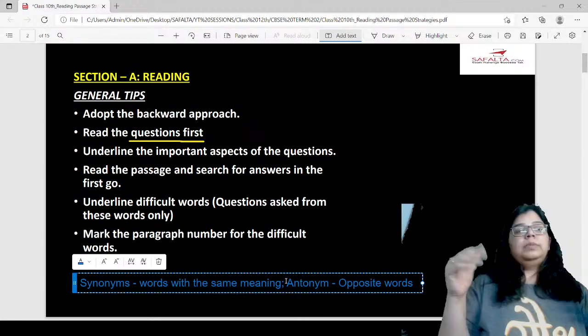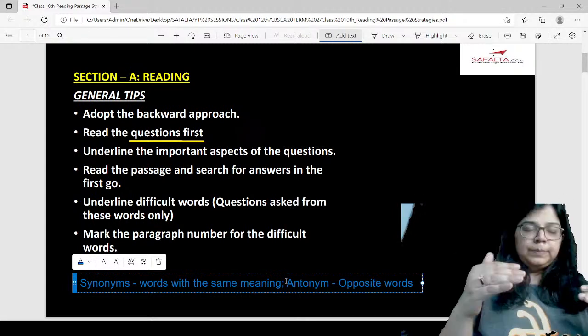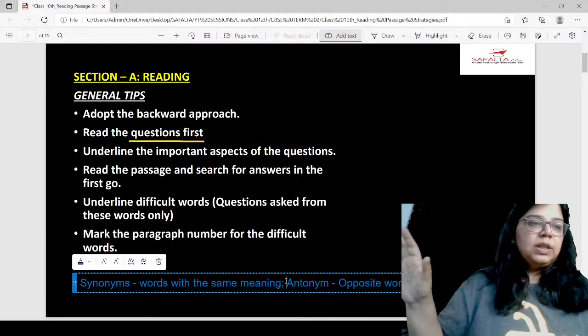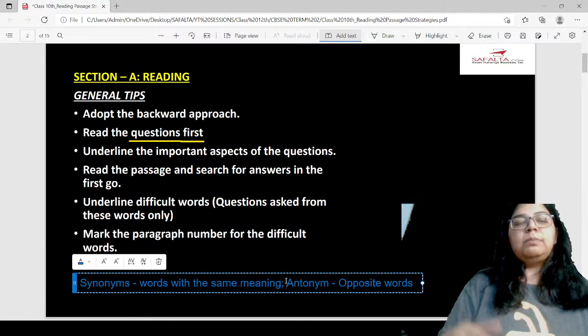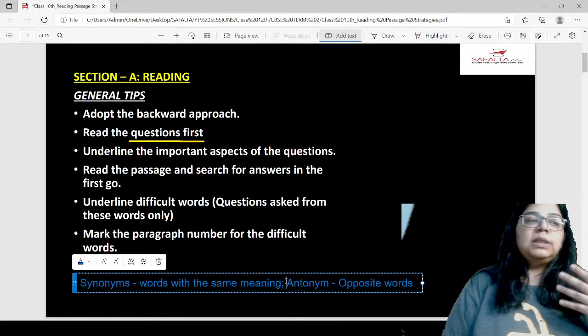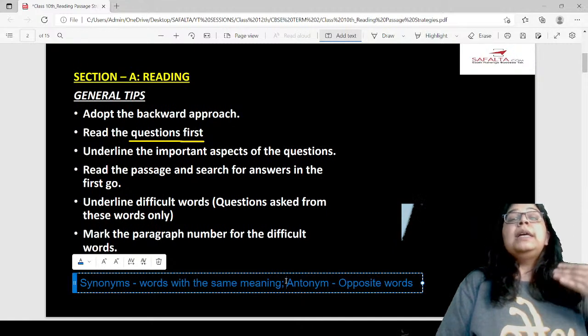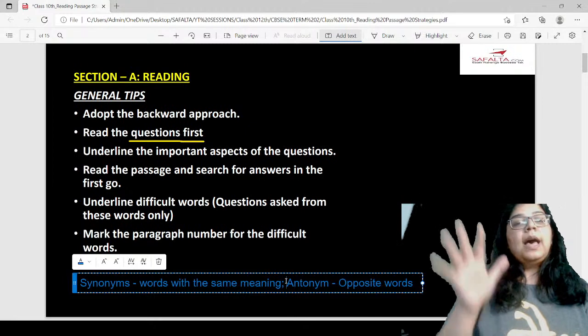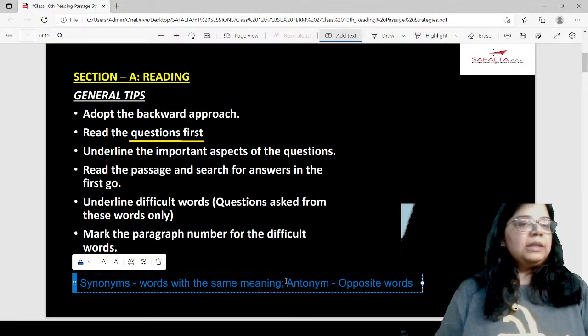So there are two things, right? There are the regular questions and answers, where they may ask you the reason for something, the impact of something, the influence of something. There may be fact related questions, and then you have the vocabulary related questions. We'll come to that part a little later.